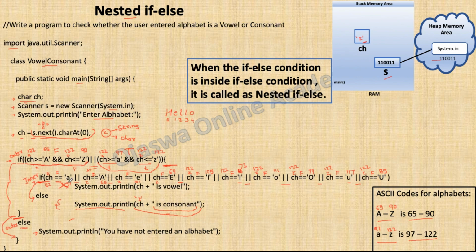Suppose the user has entered a vowel, one of these conditions will be true and control will come inside the if block and it will print 'the entered character is a vowel'. It will not go to the else part. So depending upon the user entered character, the condition becomes true or false and that particular block of code executes.